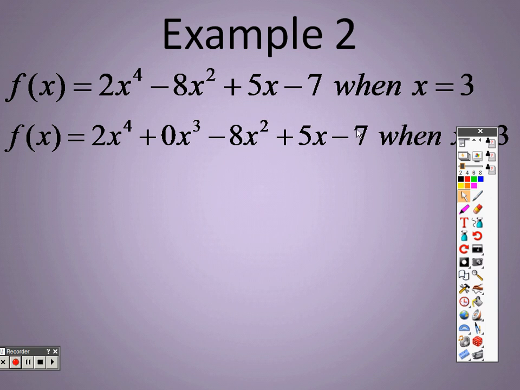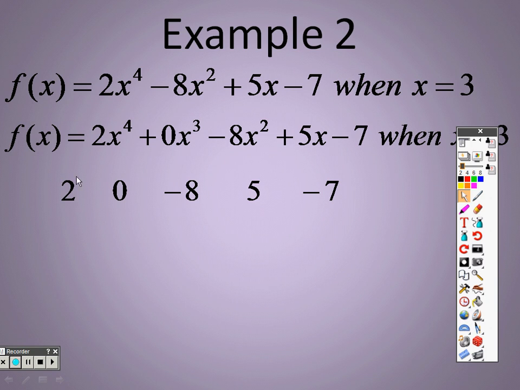It was 5x and negative 7. So I have that all written in there in order. And remember, you could be missing 5 different exponents. Let's say I gave you x to the 8th plus 7. You'd have to do x to the 8th plus 0x to the 7th plus 0x to the 6th plus 0x to the 5th, and so on. Anytime you're missing an exponent, you need to put a 0 in that spot.